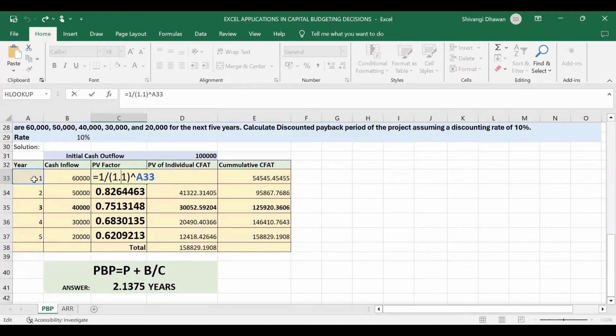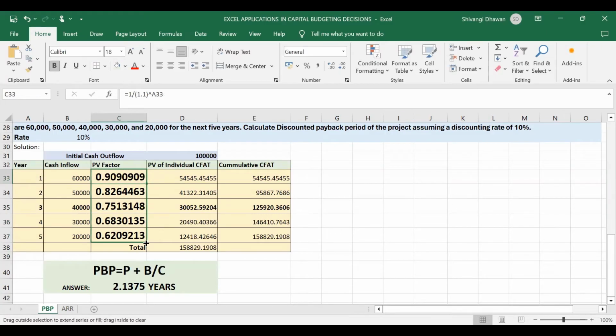to the power N, that is the number of year we are talking about. So here it is 1. So we have given the cell referencing of A33 where 1 lies. Enter, and you may drag this down in order to calculate all the values. Once you calculate the PV factors of all the years, you need to multiply the individual cash inflow with their PV factor in order to calculate the present value of each cash flow. And you may drag it down to get all the values.